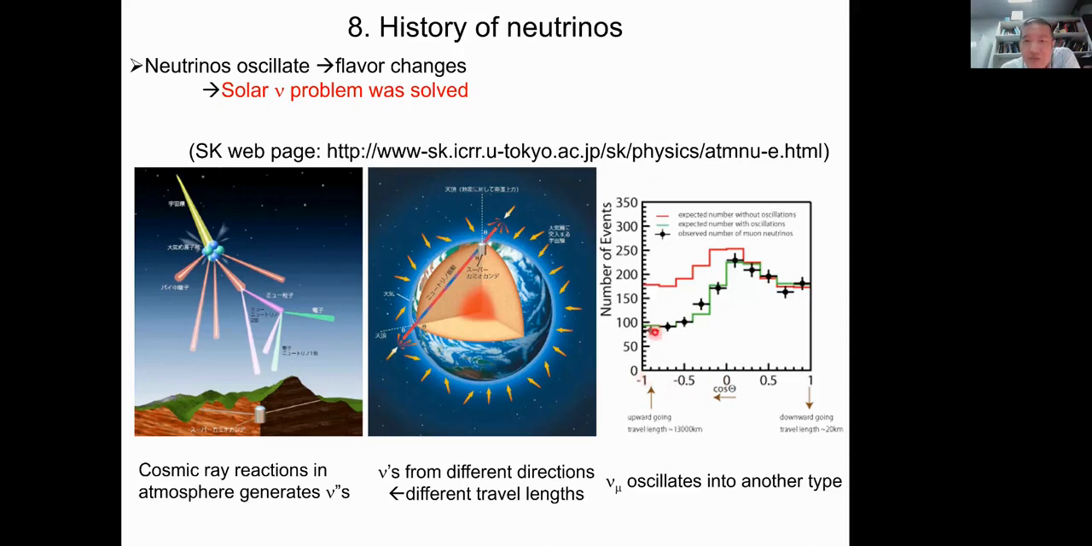And this figure shows the number of events of neutrino detection as a function of the angle of neutrino direction. If we don't assume the neutrino oscillation, then the event rate is predicted as shown by this red line. But the observation suggested these data points. This dependence on the angle of neutrino direction is explained by considering the neutrino flavor change. And it was a real solution to the solar neutrino problem.